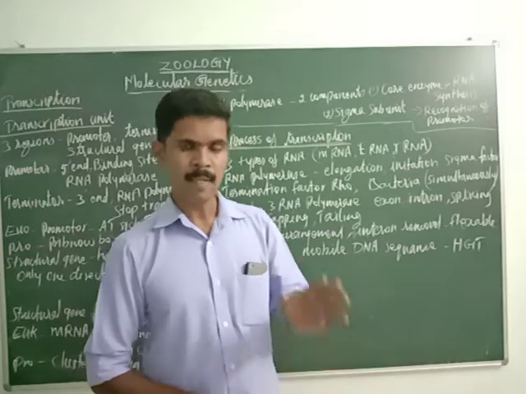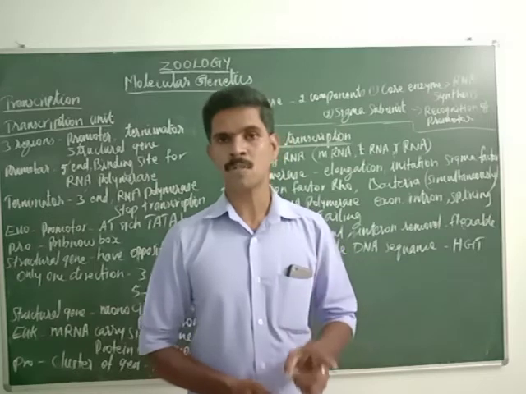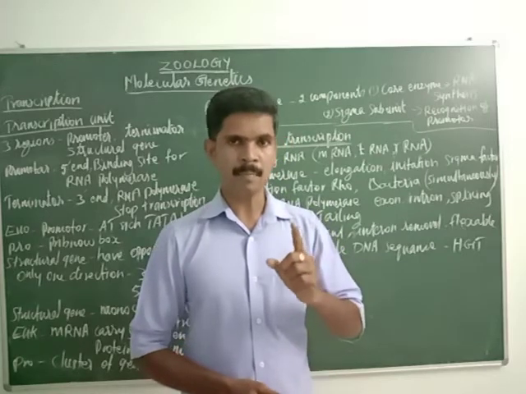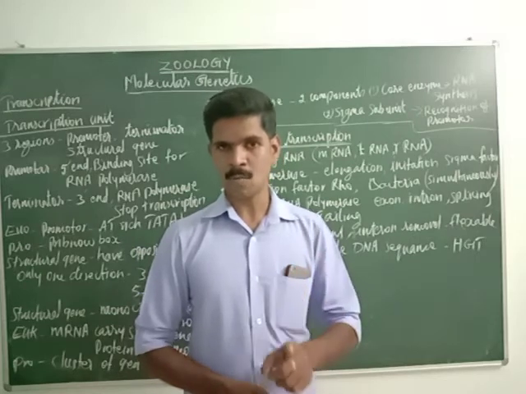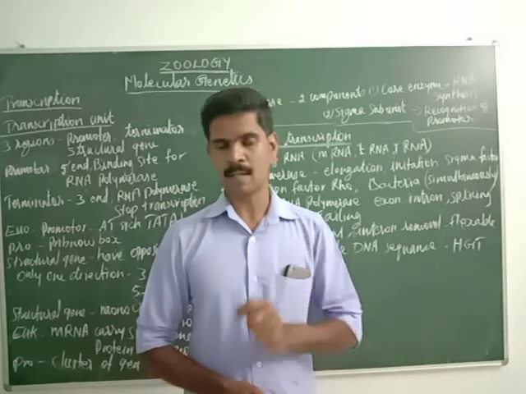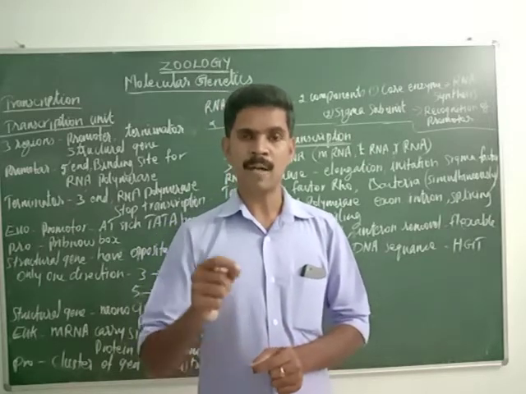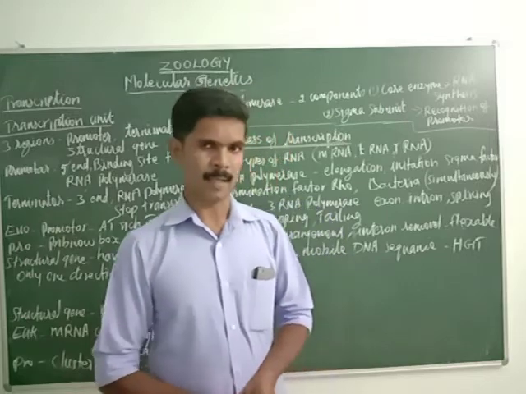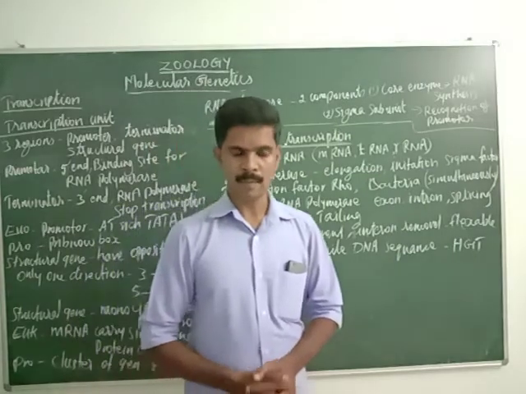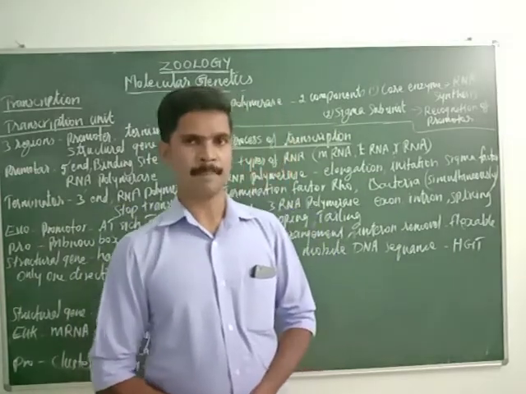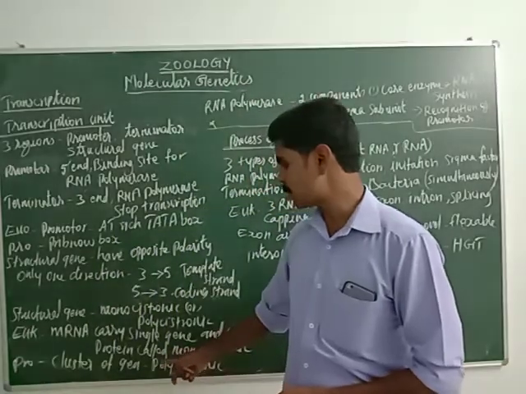In eukaryotic organisms, there are three types of RNA polymerase: RNA polymerase 1, RNA polymerase 2 and RNA polymerase 3. RNA polymerase 1 is involved in the transcription of rRNA, RNA polymerase 2 in the transcription of hnRNA, and RNA polymerase 3 in the transcription of 5S rRNA. Hope you all understood this point also. Then, in eukaryotic organisms, the monocistronic structure. Already I told you there are two types of structural genes.